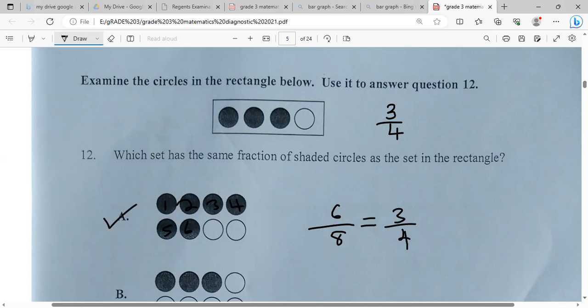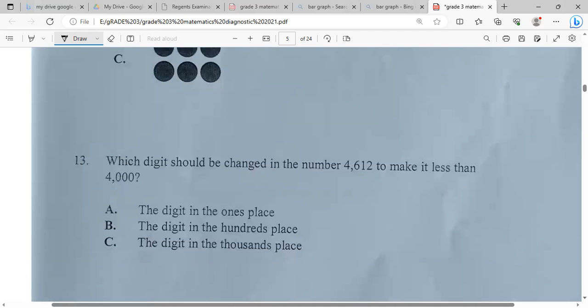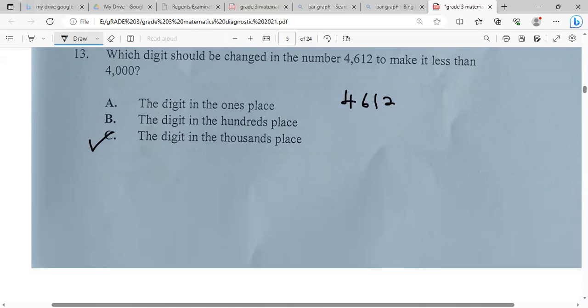All right, let's move on to number 13. Which digit should be changed in the number 4,612 to make it less than 4,000? All right, so A says the digit in the ones place. If you change the digit in the ones place to 0, it's still greater, right? The digit in the hundreds place, if you change the digit for the 6, it's still greater, even if it's 0, right? So it's C, the digit in the thousands place. So we can either change it to 3, 2, or 1. All right, let's move on to number 14.